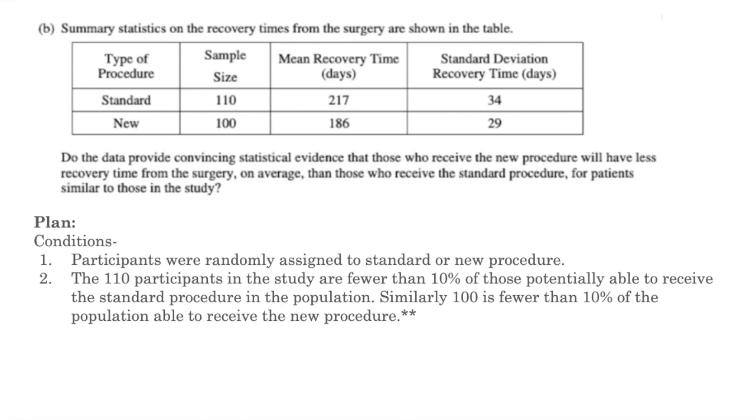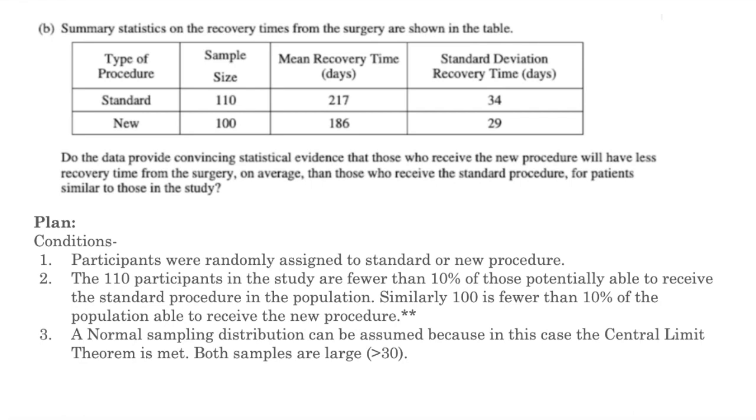Now, within the context of an experiment, you don't need to check this condition. I just put it here because I almost always check the 10% condition, and I don't think there's any harm in saying that the 110 participants in the study are fewer than 10% of those potentially able to receive the standard procedure, and a similar statement for the 100 in the new procedure group.